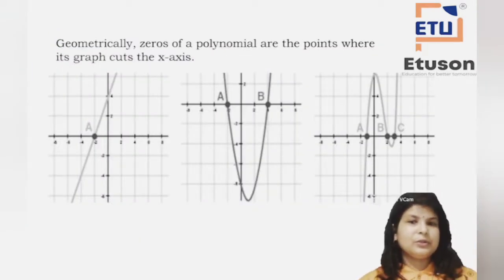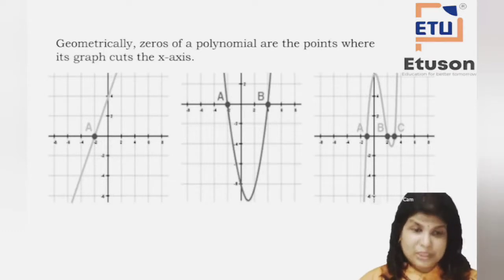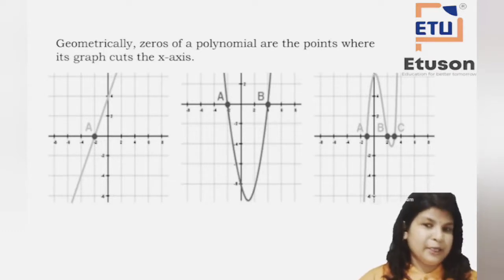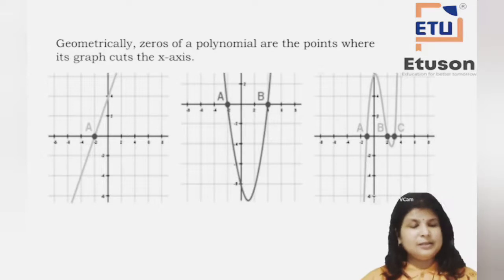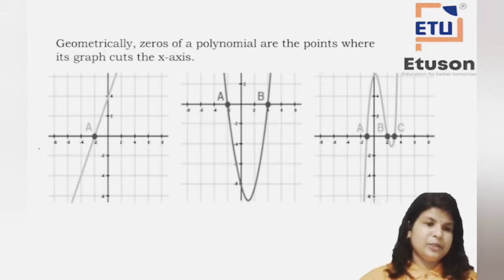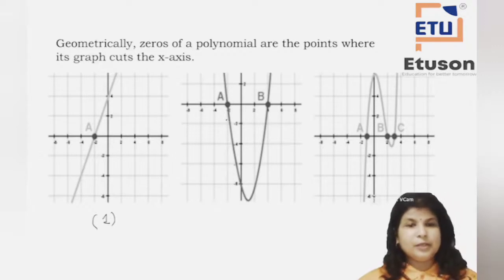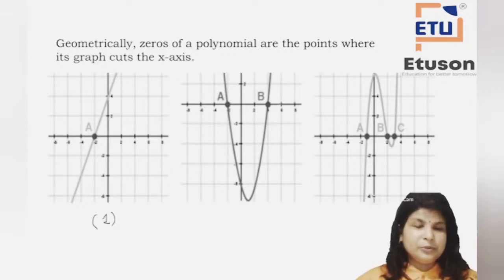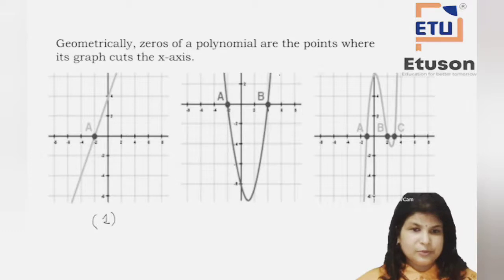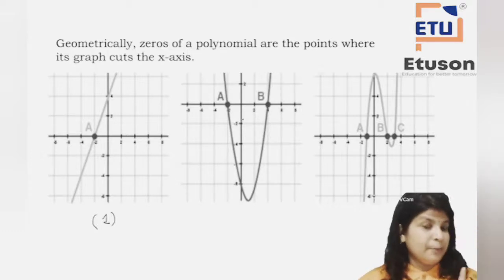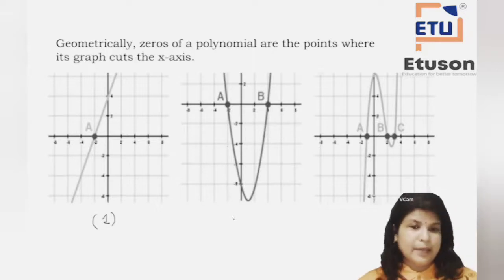Okay, so I am summarizing it. Geometrically, zeros of a polynomial are the points where it cuts the axis. For example, a linear polynomial is a straight line and it cuts at a single point, so you have one solution value. A quadratic equation represents a parabola and has 2 points. It may have 1 point, it may have 0 points, but the maximum is 2.